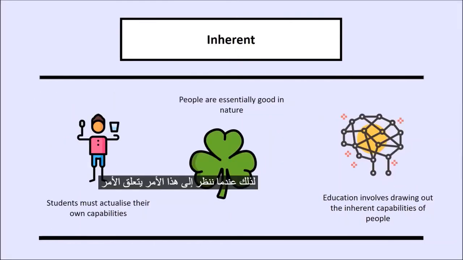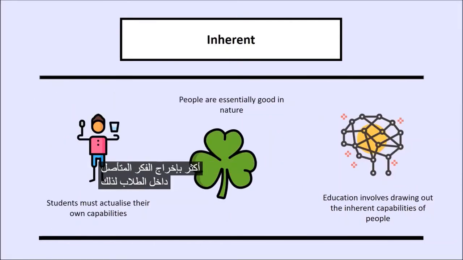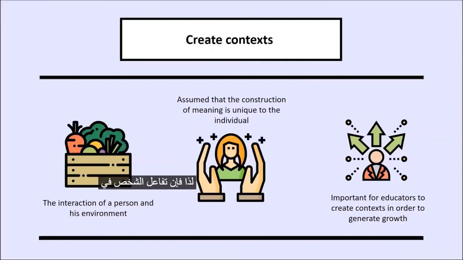Actually, when we look at this, it's more about bringing out the inherent intellect within students. Students must actualize their own capabilities, and people are essentially good in nature, they believe. Education involves drawing out the inherent capabilities of people. The interaction of a person and his environment is really important. It's that social interaction, and it's assumed that the construction of meaning is unique to the individual. Within this ideology there might be the view that people are more naturally capable as mathematicians or scientists. And it's important for educators to create context in order to generate that growth.